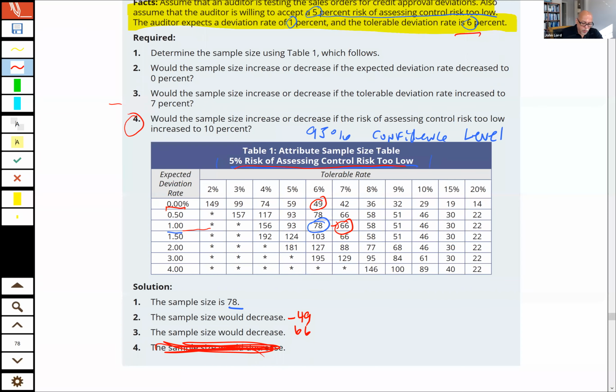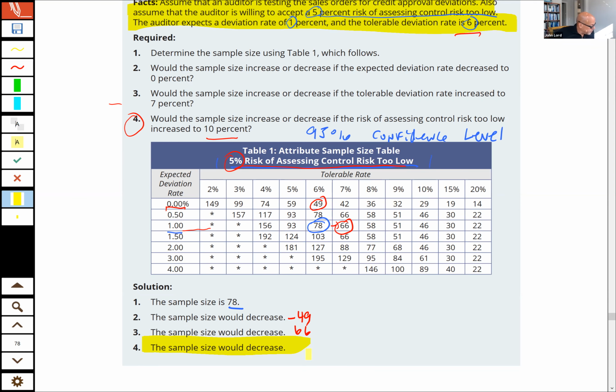Okay, good. And then number 4, would sample size increase or decrease if the risk of assessing control risk too low increased to 10%? Now, I can't look at the table for this answer because this is the 5% table, but what do you think? It would decrease. Good. Sample size is going to decrease. Very good. And it's going to decrease because I'm taking a bigger chance. Now I'm willing to accept a 10% chance that I'll get the incorrect conclusion, right? I'm only going to be 90% confident in my conclusions. Okay?